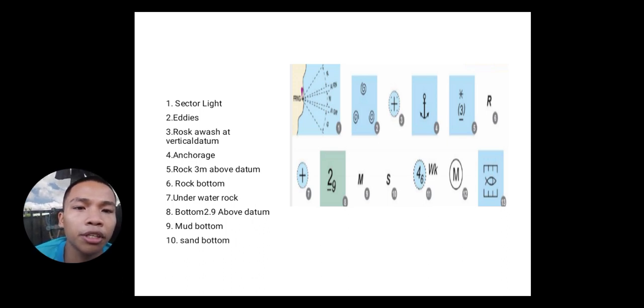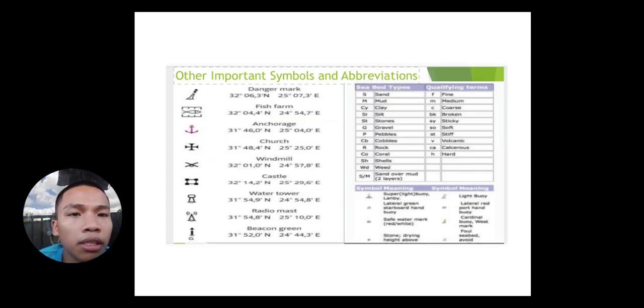The 7th picture is the underwater rock. The 8th is bottom 2.9 above datum. 9 is mud bottom. 10 is sand bottom, and many more. These are the other important symbols and abbreviations: the danger mark, fish farm, the anchorage, the church, windmill, the castle, the water tower, the radio mast, the beacon in green.